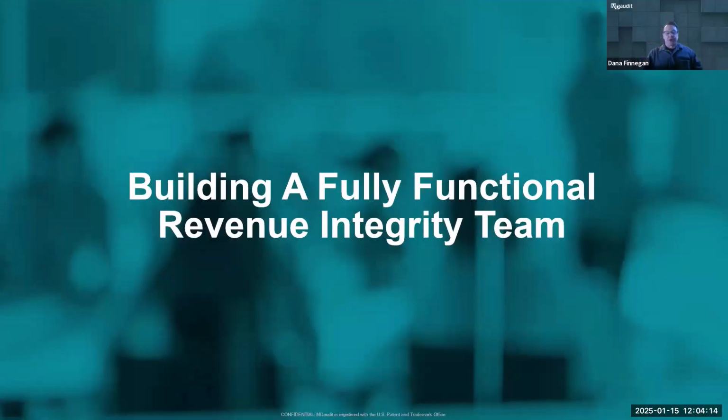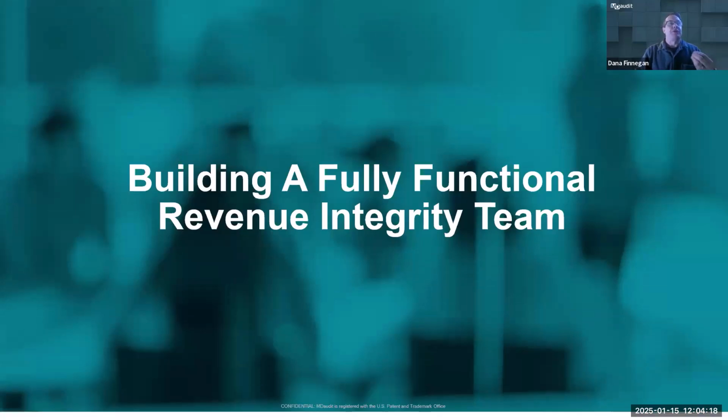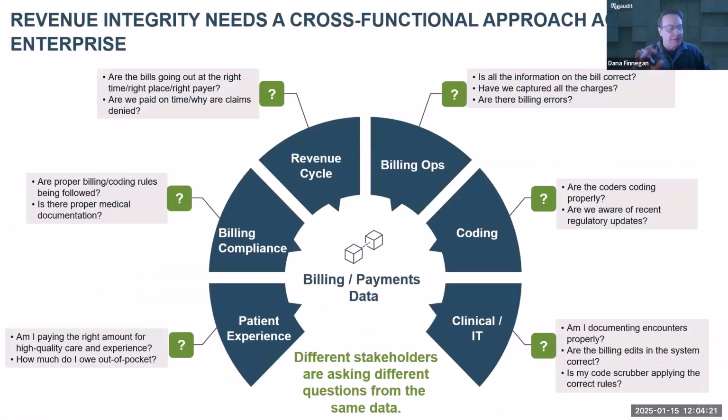I think we're going to start again with why we're here, building a fully functional revenue integrity team. Now, as I said, we're all pretty aware that we want smart people on our teams. We want hardworking people on our teams. Not always easy to find them in today's environment. But let's get past the basics. You all know who you want on your teams, the backgrounds and education they need and expertise.